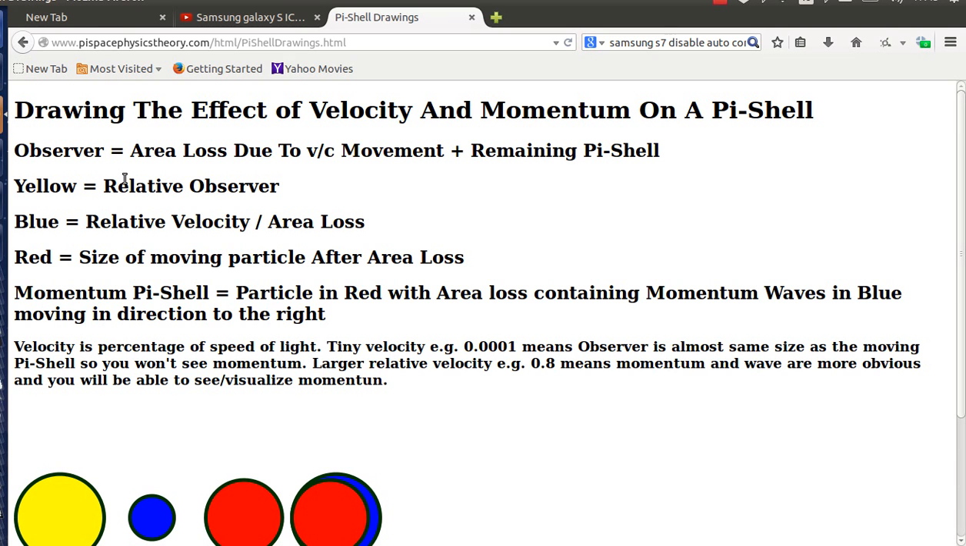Hi, in this video I want to describe the pi-space theory in terms of how one can represent velocity and also momentum. The well-known way to represent special relativity is to use the Lorentz-Fitzgerald transformation.